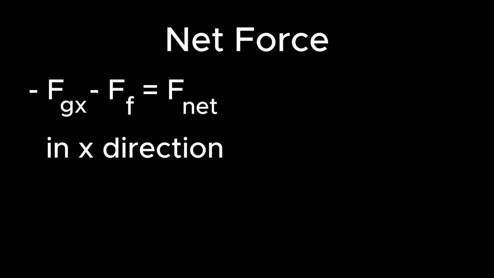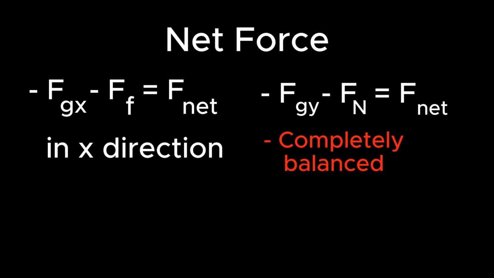If you are required to calculate the net force of an object on an inclined plane, the difference of the force of friction and the x component of the force of gravity equals the net force in the x direction. To find the net force in the y direction, it is equal to the difference between the normal force and the y component of the force of gravity. However, in most common scenarios, the y component of gravity and normal force are completely balanced, resulting in zero net force in the y direction.